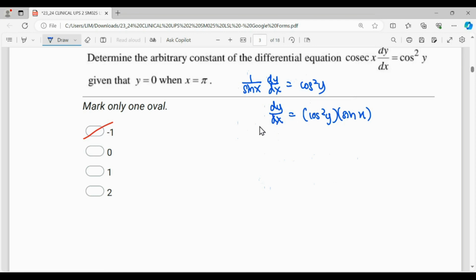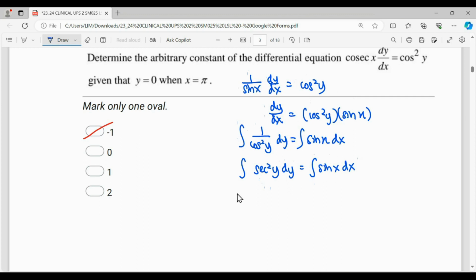So we rearrange the cos y to the left hand side, which will be 1 over cos squared y dy equals sine x dx. So integrate both sides. Integrating 1 over cos squared will be better if we change it to secant squared. Then we can integrate by using the formula.